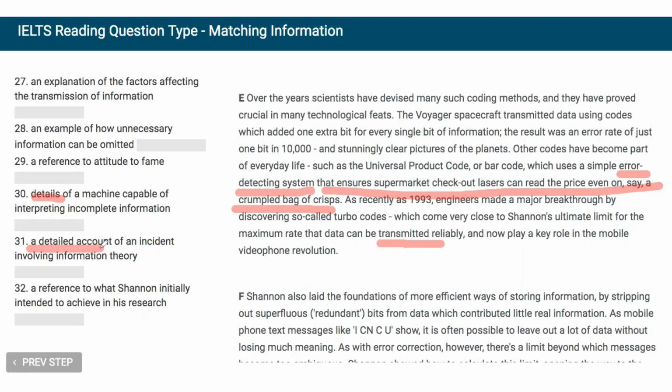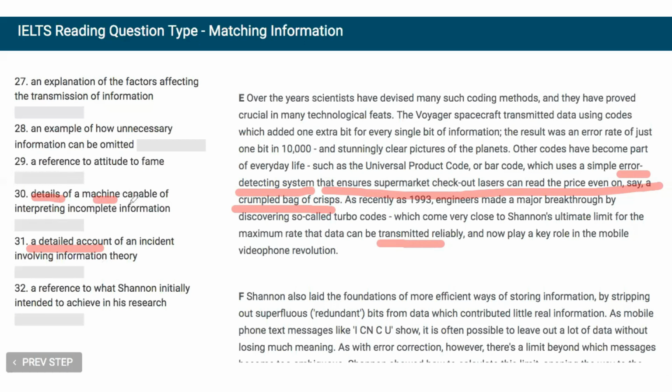Now, I would say that this sentence that is quite detailed would match with number 30 and 31. And so we've already used 31 for number A, and I was quite confident in placing number 31 with paragraph A. So let's just see if this would work. We see details of a machine capable of interpreting incomplete information.